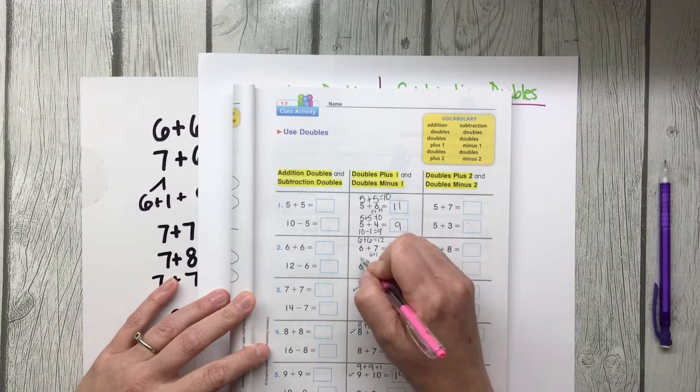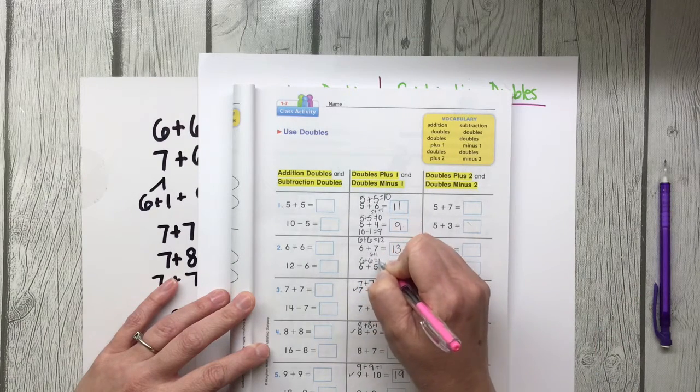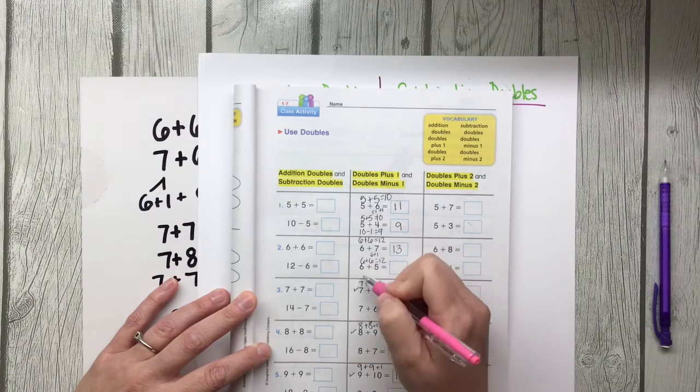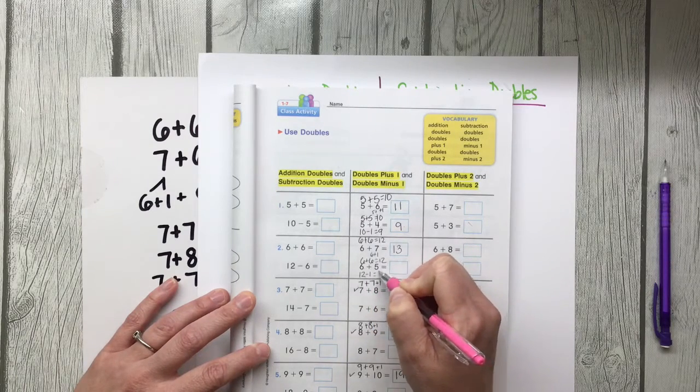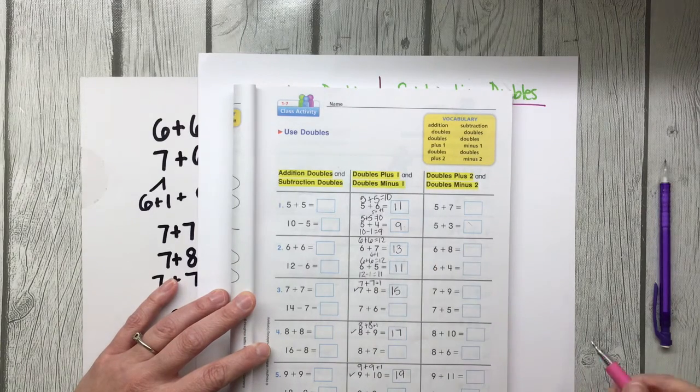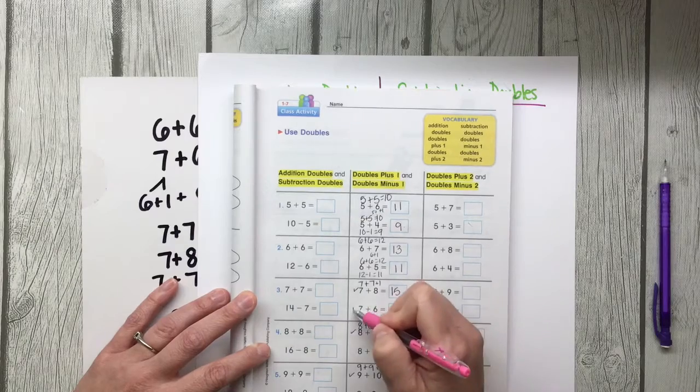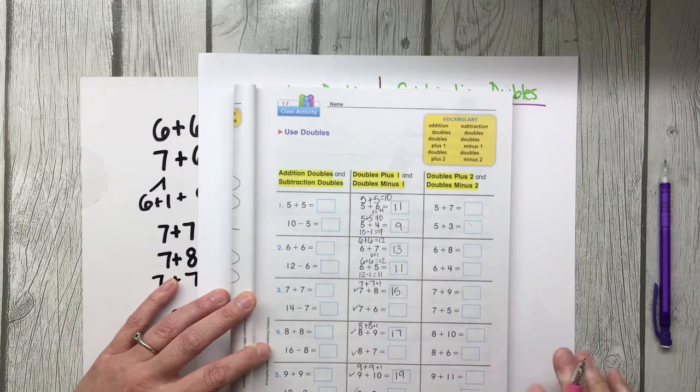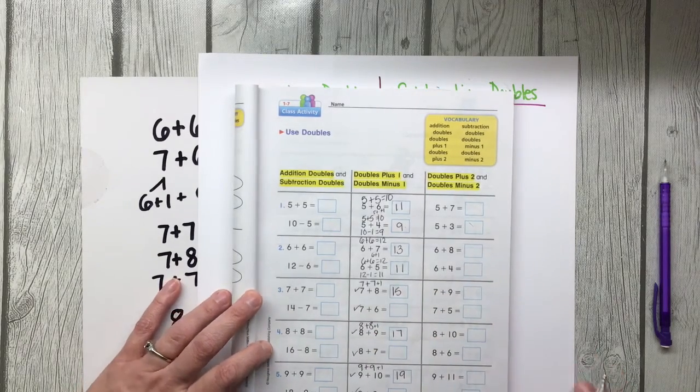6 plus 6 equals 12. 12 minus 1 equals 11. 6 plus 5 equals 11. Go ahead and finish this row with those next 3. Pause the video and finish those ones.